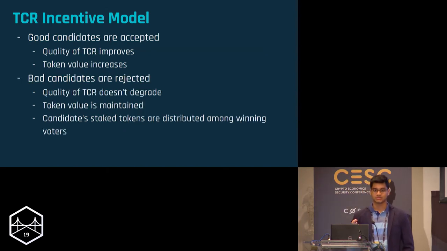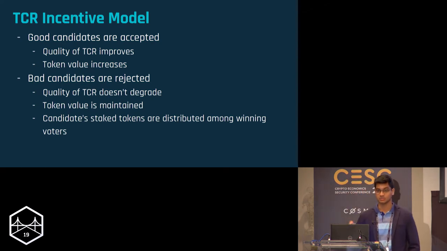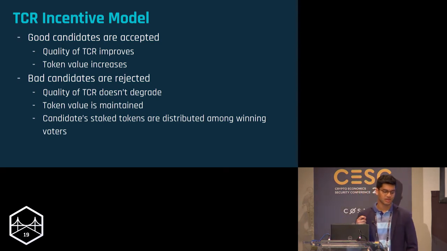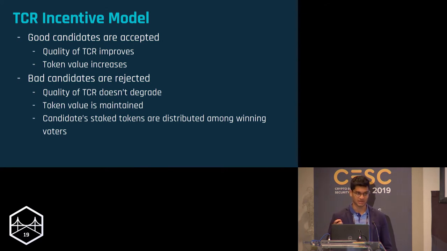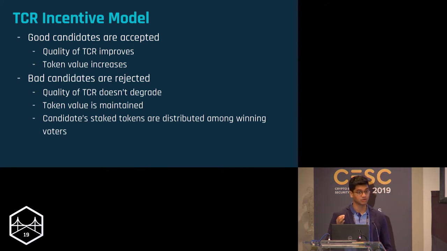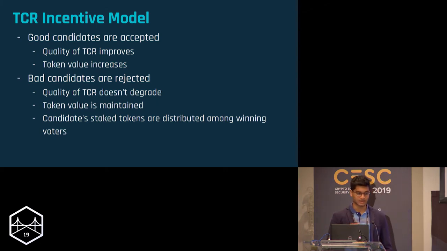So the outcomes that we desire are that good candidates are accepted. And what we have here is that the quality of the TCR improves because the candidate is good, and hence the token value increases. And bad candidates should be rejected. And the incentive we have here is that the quality of the TCR doesn't degrade as it would if the bad candidate was accepted, and the token value is maintained.